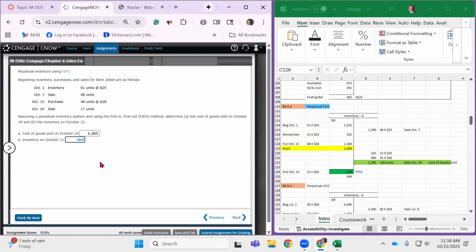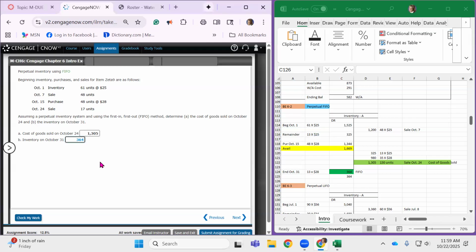Okay, now we need an ending balance here. Ending balance. How many items? We had 61, we sold 48. That means that we have 13 still available at a cost of $28. $28 is the last cost that came in. So 13 times 28 is $364. There's your ending balance.